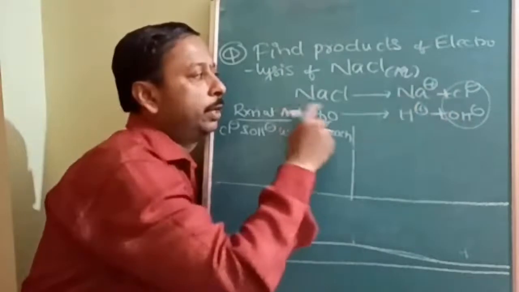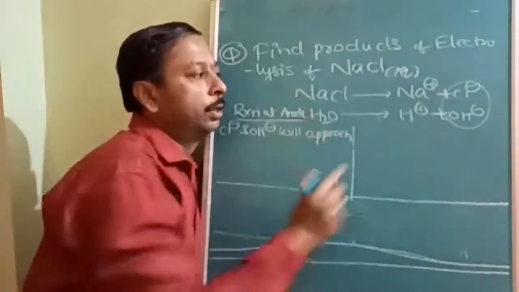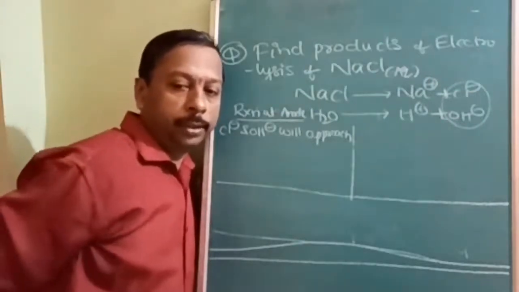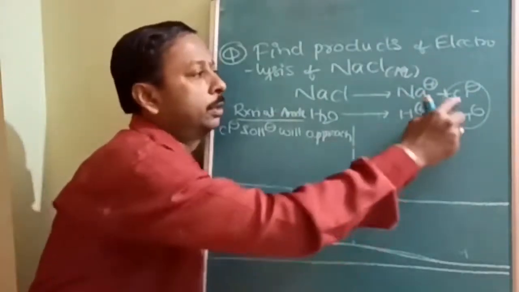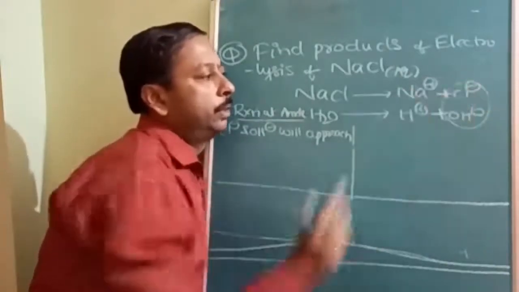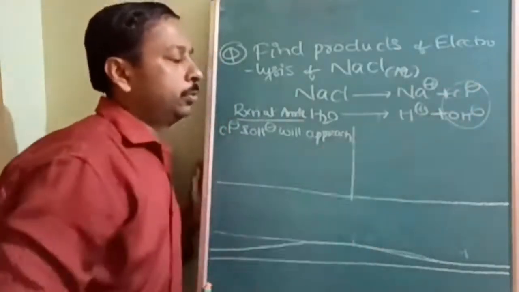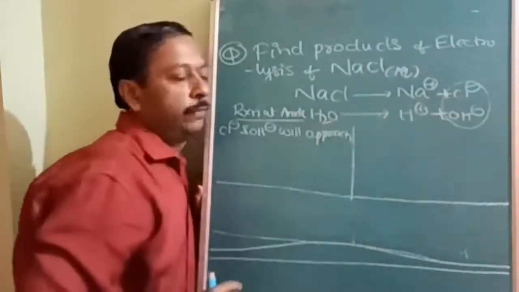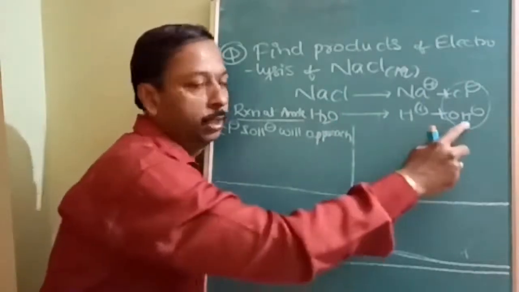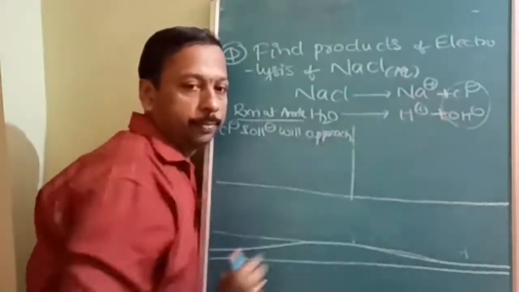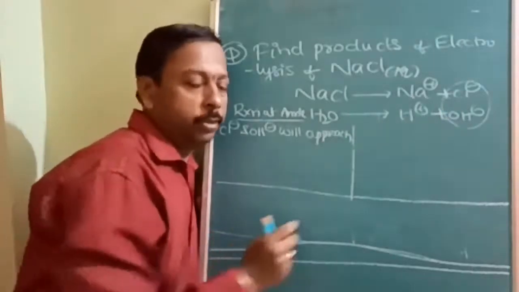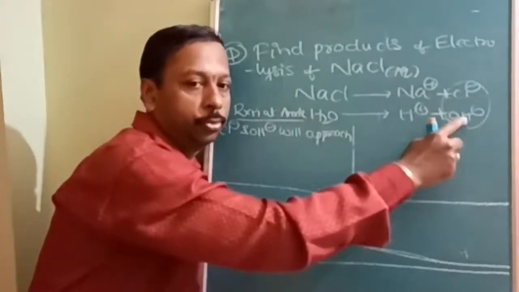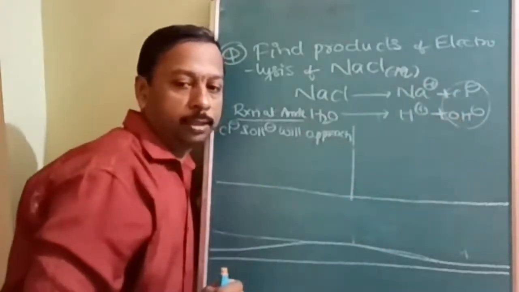Cl minus, in the presence of sodium chloride, reacts with water to form hypochlorite ion. So to avoid that, instead of discharging OH minus, what will be discharged? Cl minus will be discharged in preference to OH minus. According to discharge potential theory OH minus is to be discharged, but due to over voltage potential, Cl minus will be discharged.